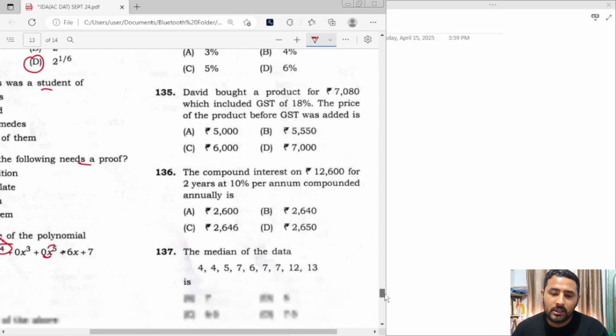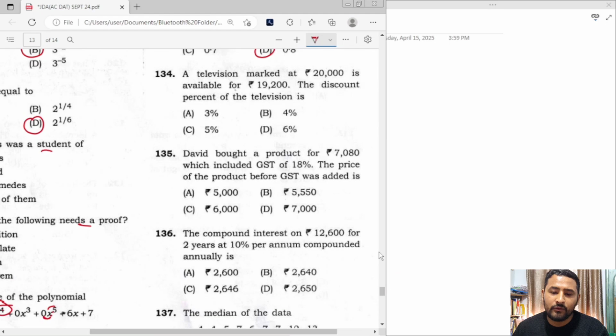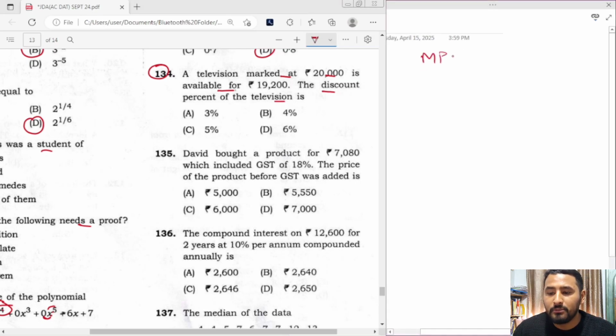Next question is 134. A television marked at 20,000 is available for 19,200. Find the discount percent of the television. I've already taught discount while doing profit and loss. I've told you the formula of discount. First thing you should write: MP is given as 20,000. That is marked price as MP. SP is how much? It is 19,200.